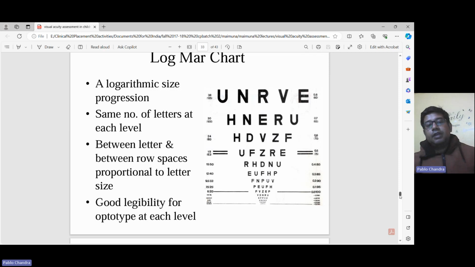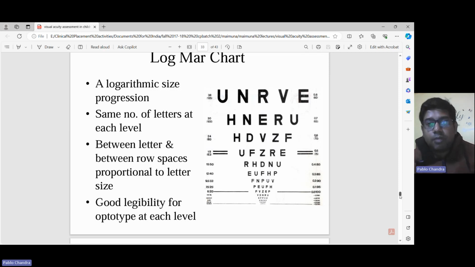And we need to find out where the letter size is, the distance between the rows and the letter size, and we need to find out the legibility. Okay, so good legibility at optotype size at each level, and it is a very accurate test compared to the Snellen chart, because in the Snellen test there was no legibility there.